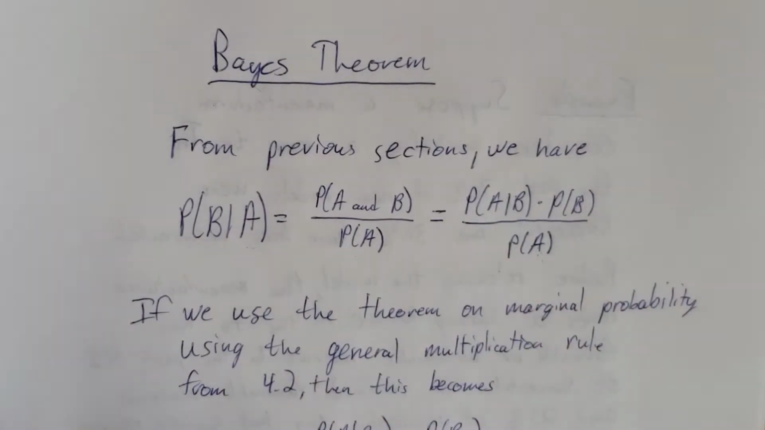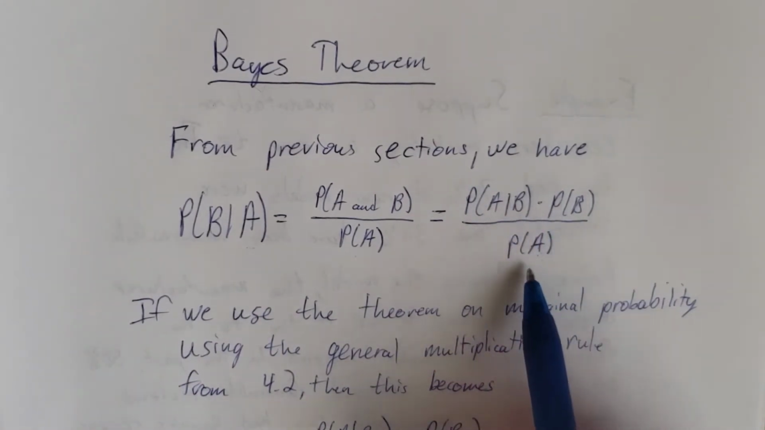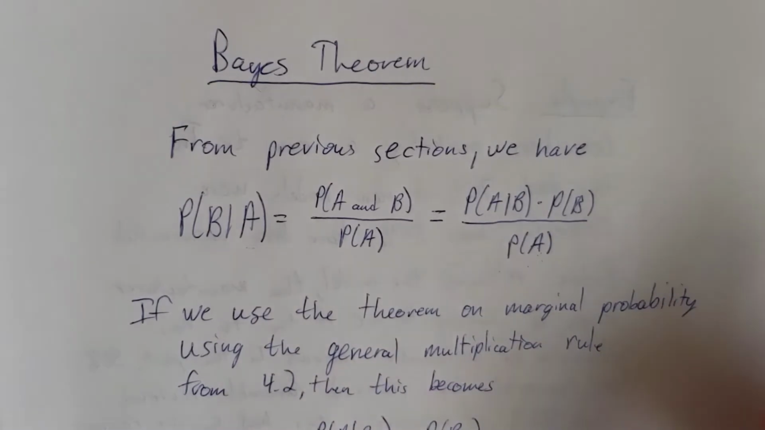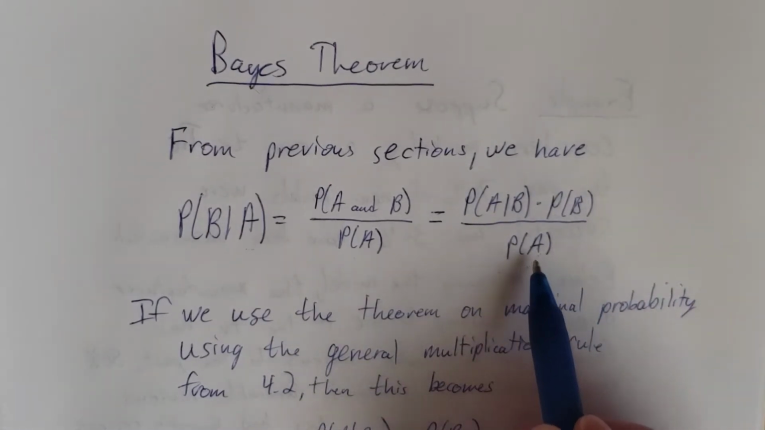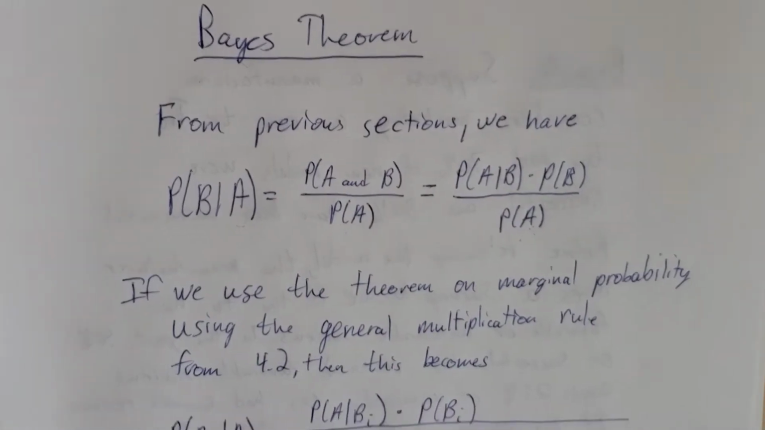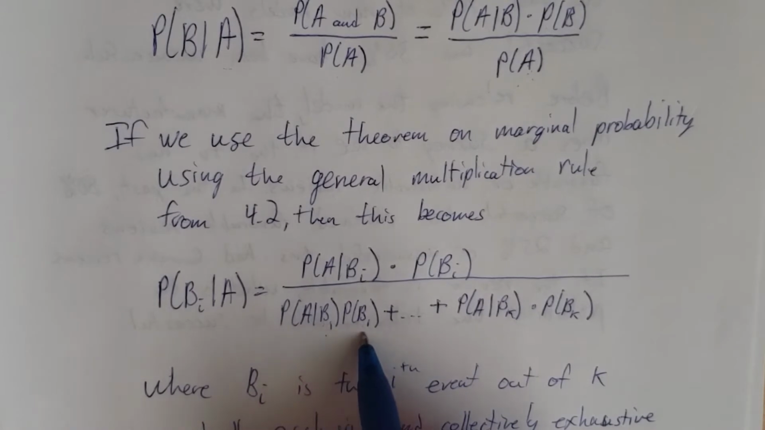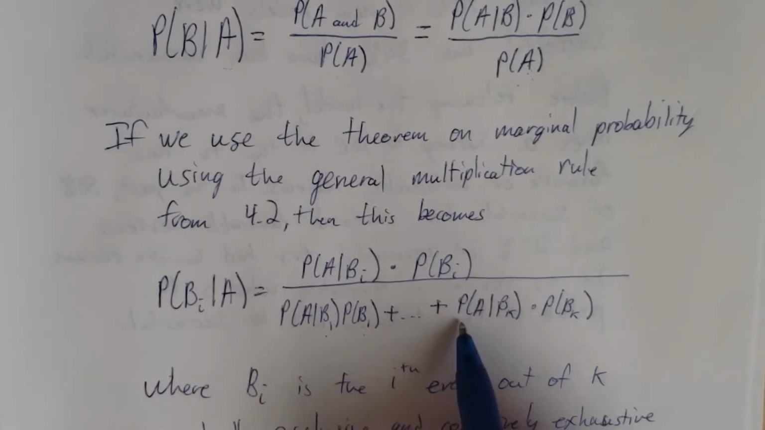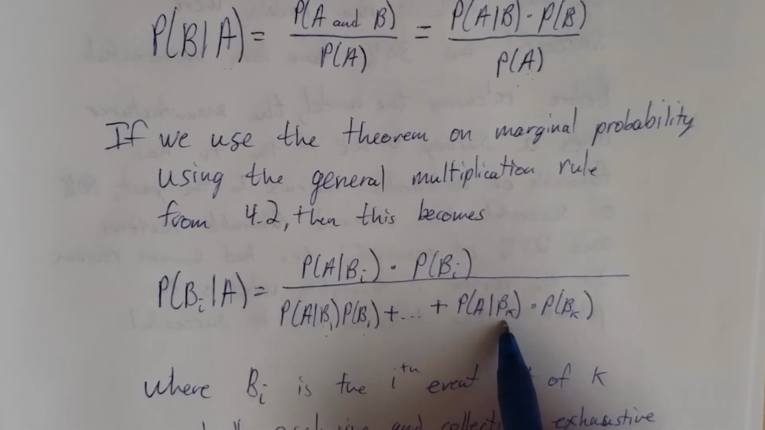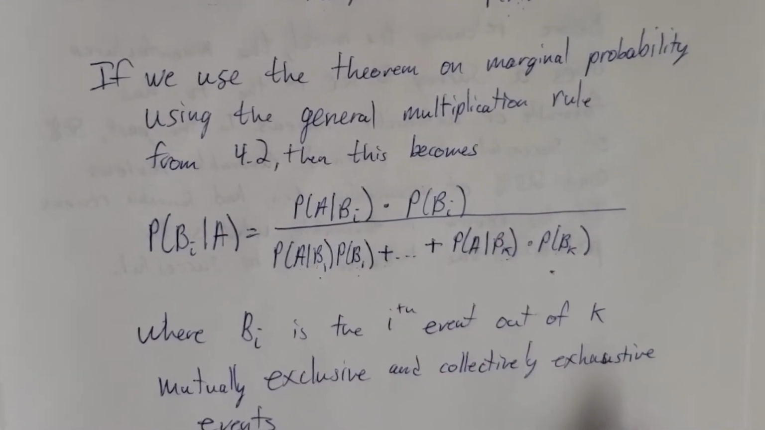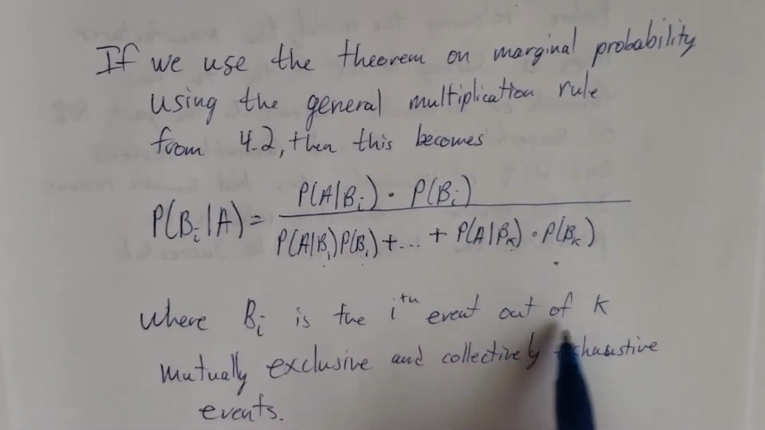And then we can further change this expression on the right using our marginal probability with the general multiplication rule. And that was that the probability of A is equal to, and this is the denominator down here, the probability of A given B1 times probability of B1 plus all the way up to probability of A given some B sub k times the probability of B sub k, where B sub i is the ith event out of k mutually exclusive and collectively exhaustive events.